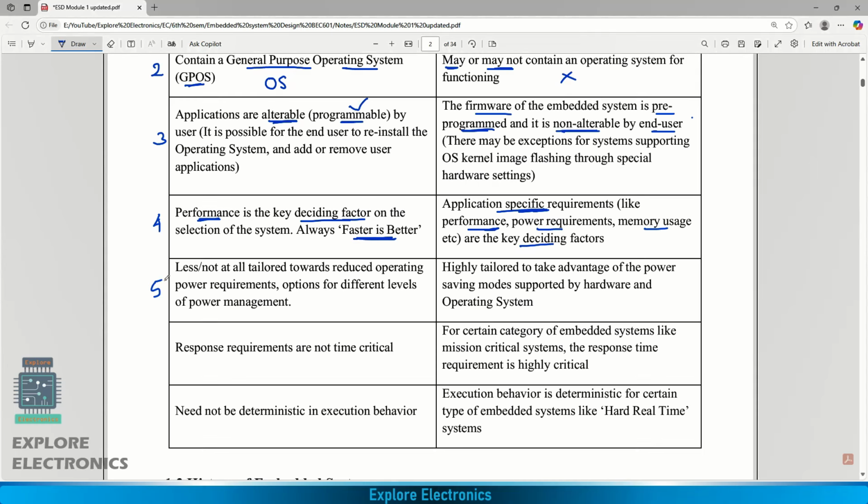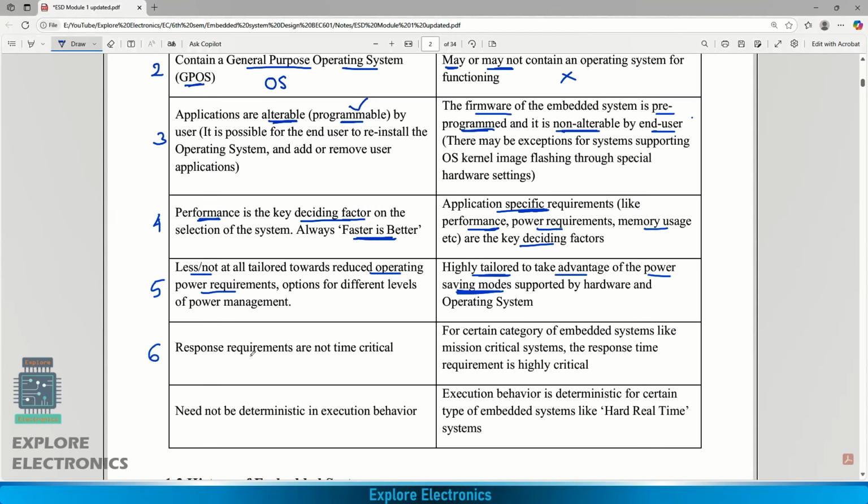The fifth difference is that general purpose systems are not tailored towards reducing operating power requirements. Here the power requirement is not so critical, since we will be applying for different applications. Sometimes it may consume less power, sometimes in other applications it may consume more power. But in the embedded system, we will be operating most of the time with batteries or with some standard volts. That's why it is highly tailored to take advantage of power saving modes. There are some power saving modes in the embedded system as well.